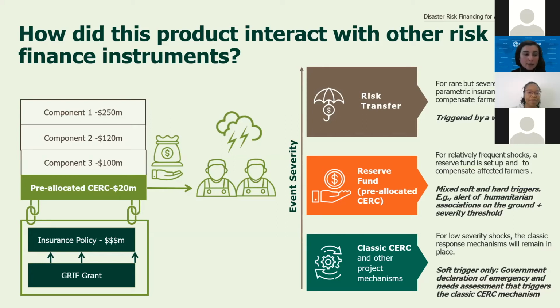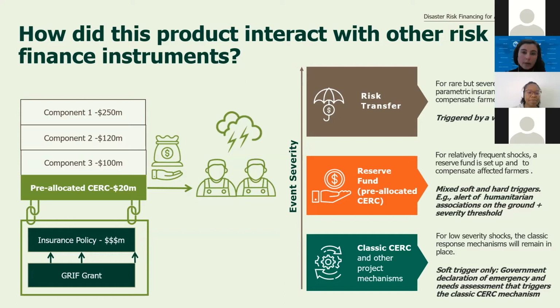We have had the help of a lot of technical partners and also colleagues from the bank, and we are actively working with the government to place the risk transfer product on the market for the first time next year. So going from the bottom up, the classical CIRC remains a core instrument that will, together with other project mechanisms, still cover low severity shocks. So this is the classical response that we will rely on in the future as well.